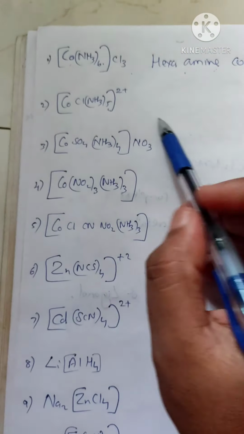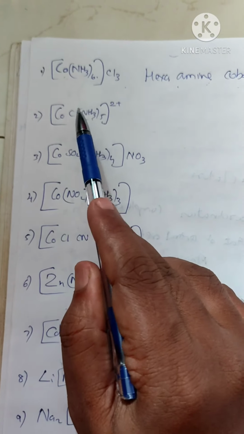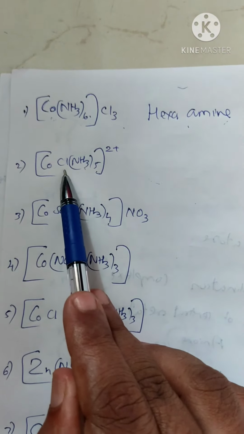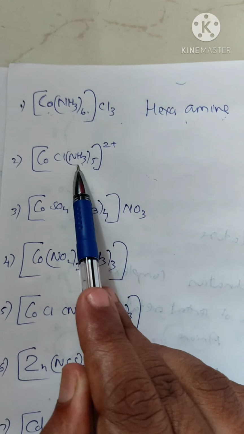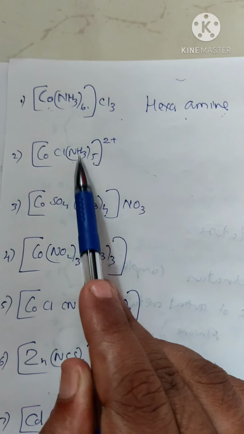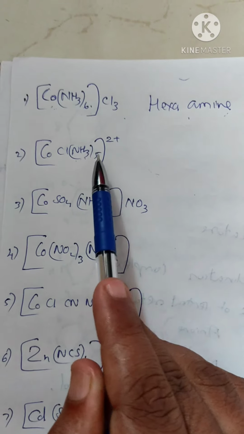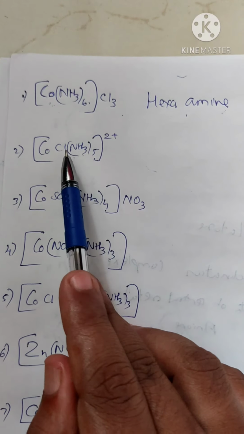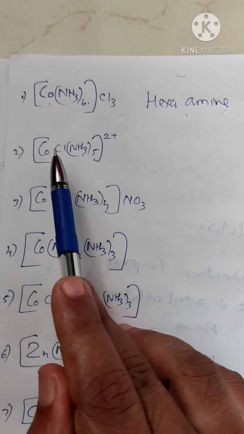Second complex, here there are two types of ligand. One is ammine, another one is chlorine. So in this case, we have to see which one will come first. Ammine is alphabetically A, so it will be first. Then we have to mention chlorine. How many ammines are there? 5 ammines are there. Pentaammine. Then we have chlorine, pentaammine, chloro, then cobalt.